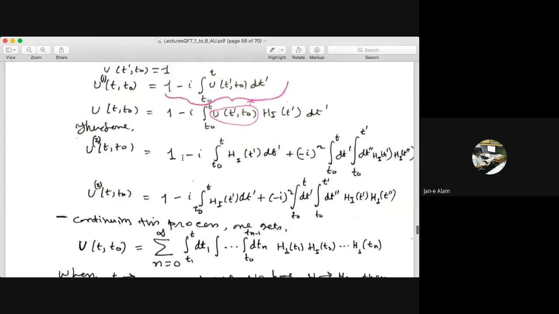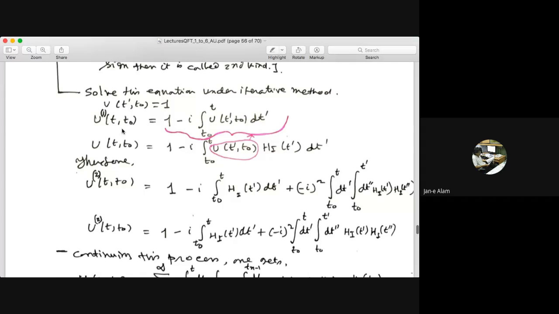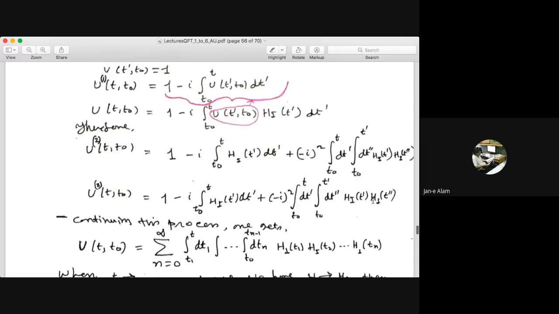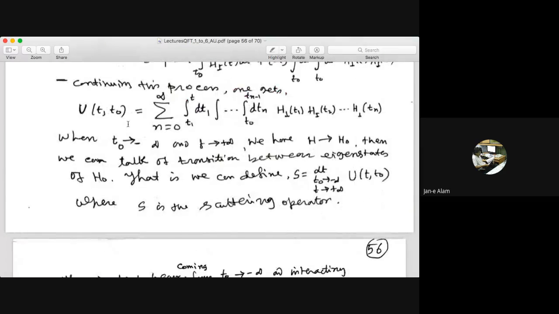In the first iteration, you get this solution. In the second iteration, this is the solution which I put in place of U, and then I get this. This is the second order solution, and I go on doing this. If I go on doing this, I will get the solution of U like this. And what is this U? It is telling you how the system evolves from time t naught to t.